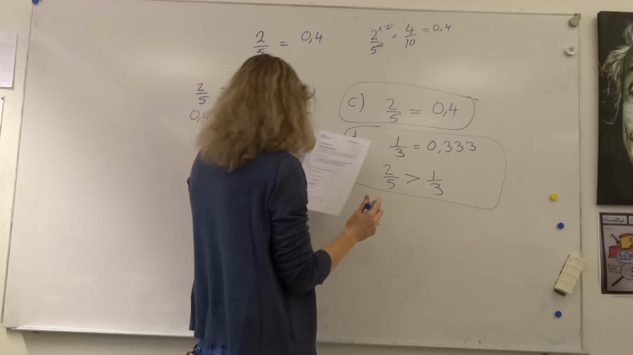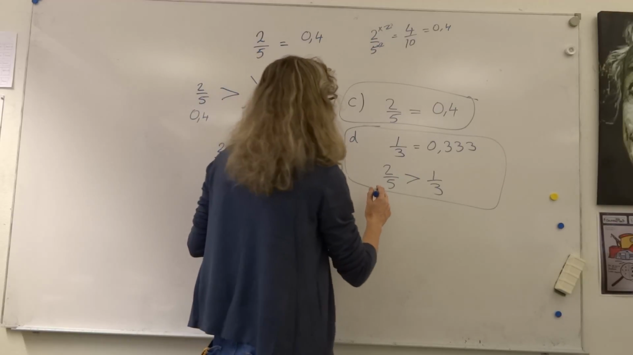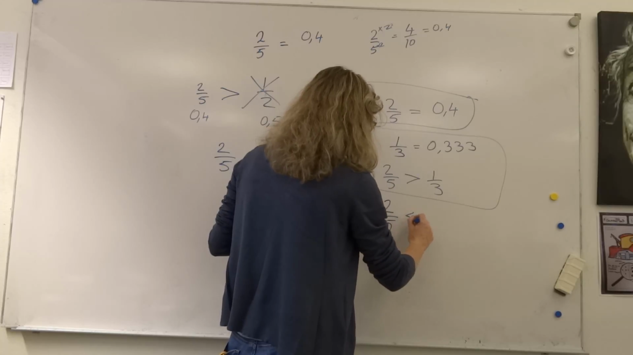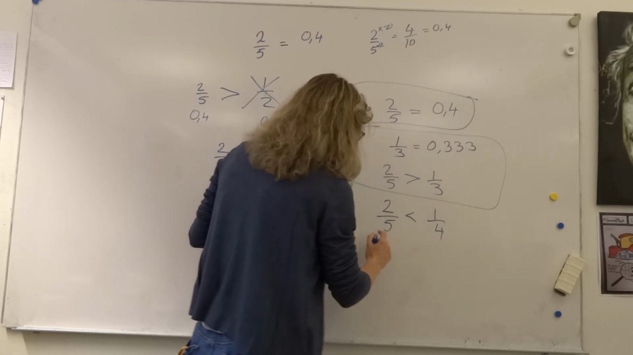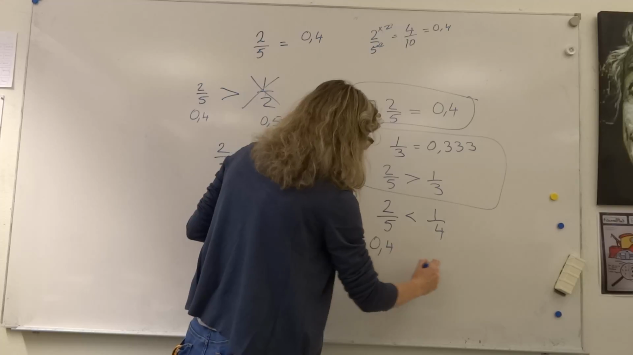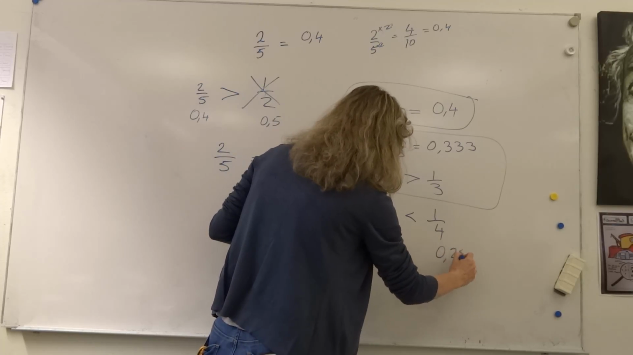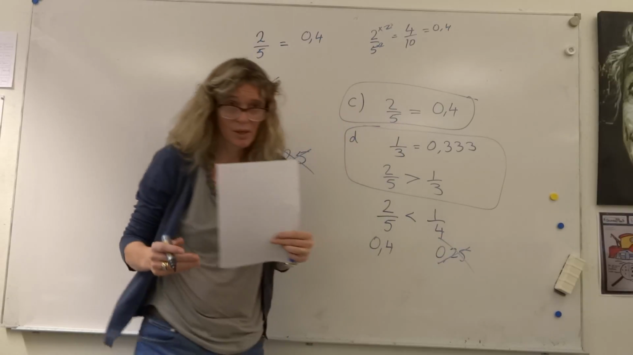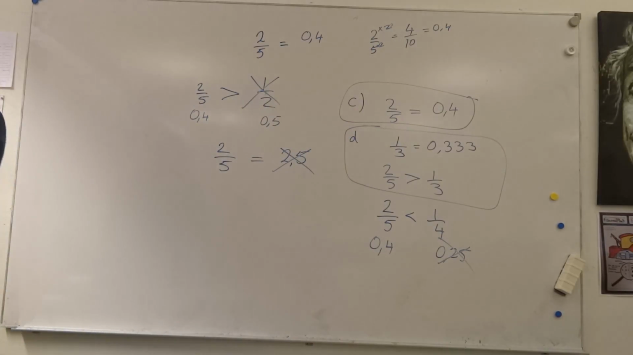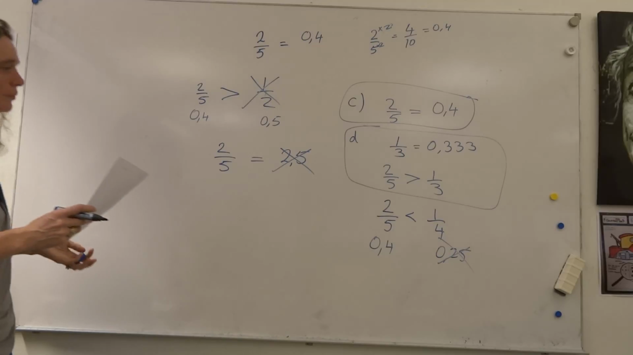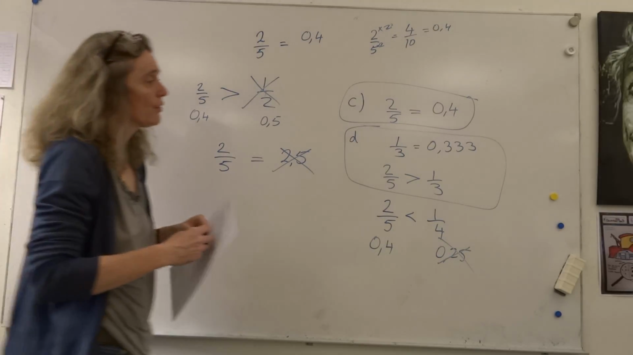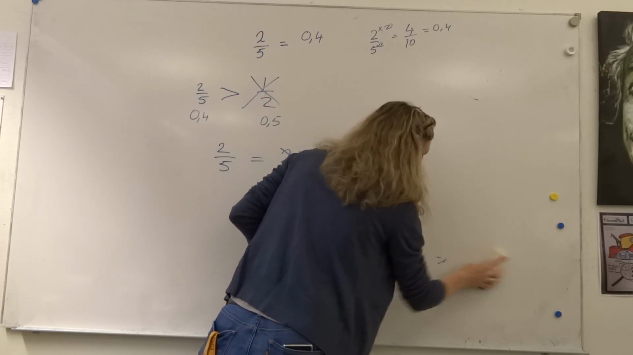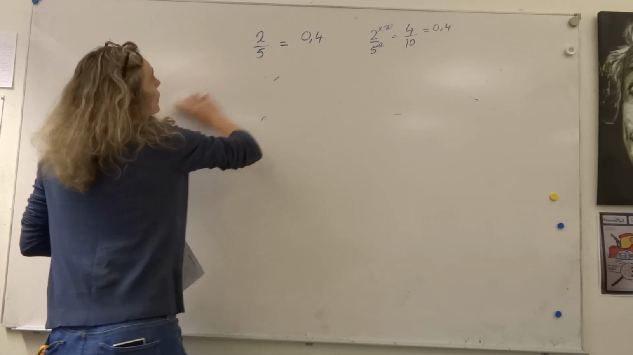Is 2/5 less than a quarter? Well, 2/5 is 0.4 and a quarter is 0.25. Is 0.4 less than 0.25? No. Okay, so there should be two correct answers for that. And you only get a point if you've got both of them. 1 point. What, just 1 point for each question? Yeah.